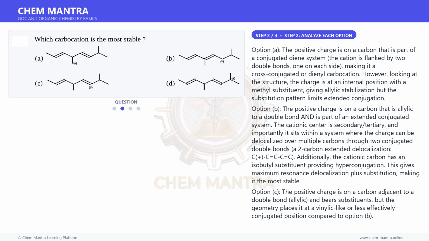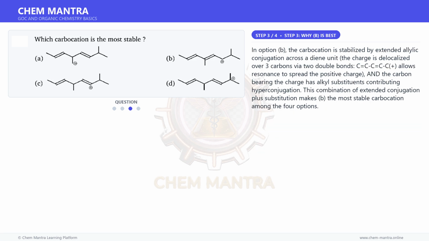Option C. The positive charge is on a carbon adjacent to a double bond, allylic, and bears substituents, but the geometry places it at a vinylic-like or less effectively conjugated position compared to option B. Option D. The positive charge appears to be on a terminal or less substituted carbon at the end of the chain, away from the main conjugated system, providing less stabilization. Moving on to the next step.